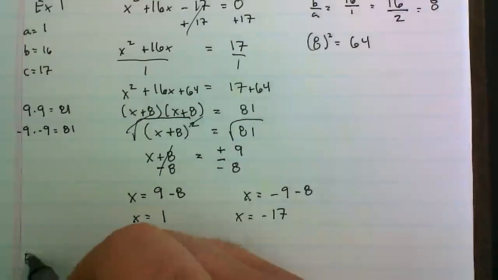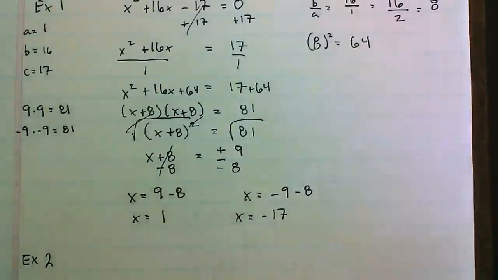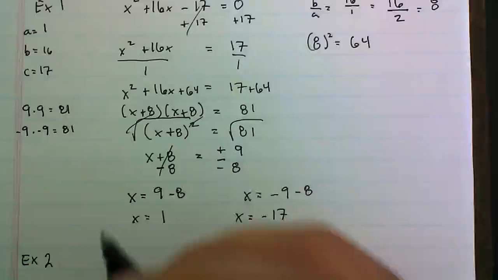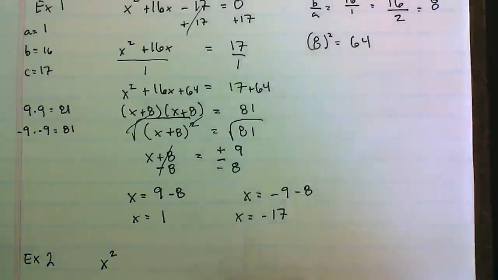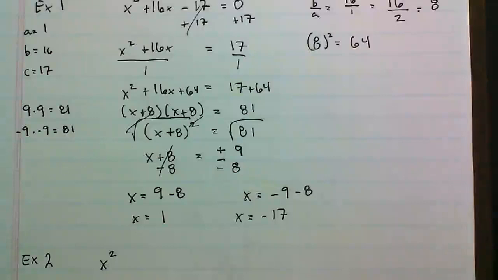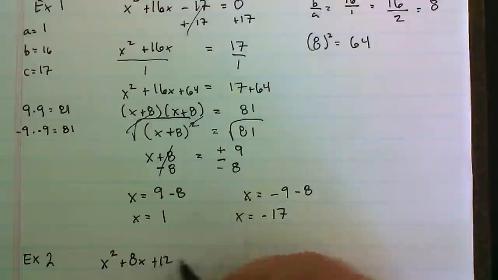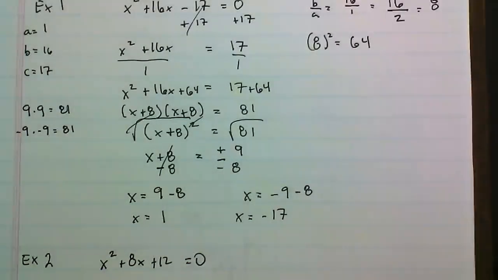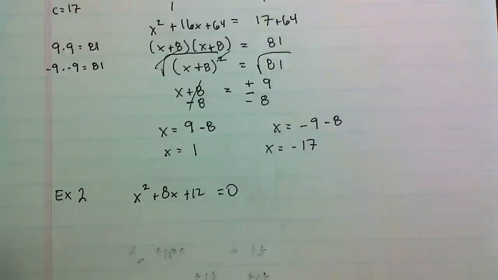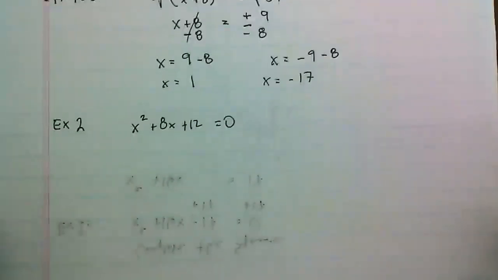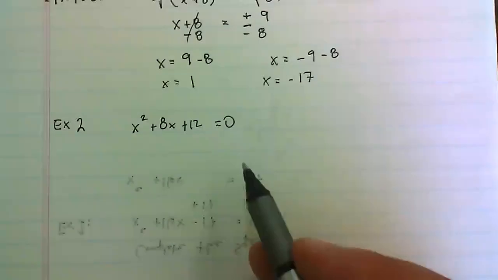Now what I'm going to do here is I'm just going to solve for x. I'm going to subtract 8 from each side. And I'm going to have two answers. x is equal to 9 minus 8, and x is equal to negative 9 minus 8. So my first x is equal to 9 minus 8, which is just 1. And my second x is equal to negative 17. And that's what you get when you complete the square for this example.